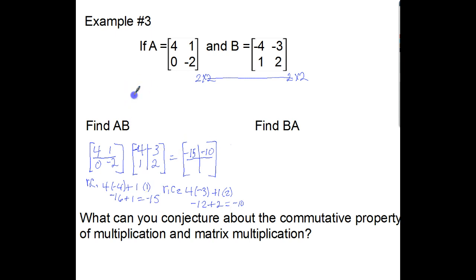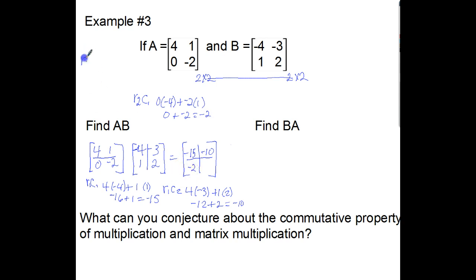Let's do row 2, column 1 up here. All right, so first in the row, 0, times first in the column, negative 4, plus second in the row, negative 2, times second in the column, 1. We have 0 plus negative 2, or negative 2.